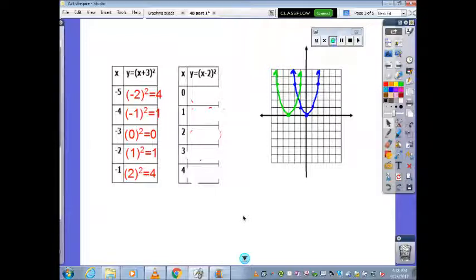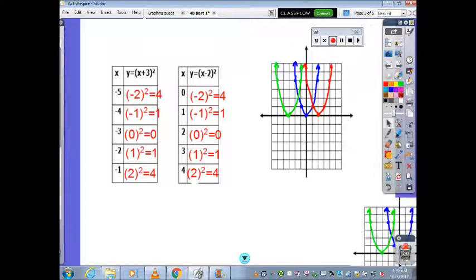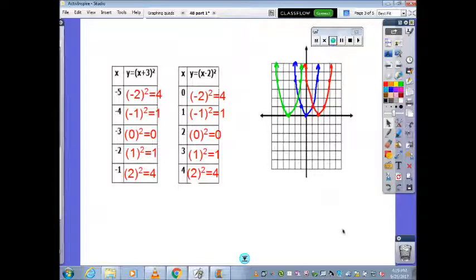Let's see what happens when we have x minus 2 squared. Here again we're going to plug in 0. In this case 0 minus 2 is -2 squared, which is 4. 1 minus 2 is -1 squared, which is 1. 2 minus 2 is 0 squared, which is 0. 3 minus 2 is 1 squared, which is 1. And 4 minus 2 is 2 squared, which is 4. Graph those coordinates and notice how it moves. This graph should look like this. So it moved right 2.